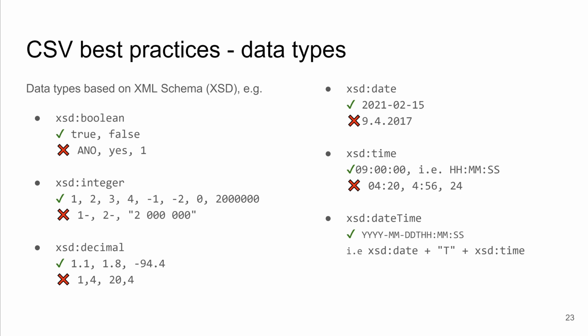Now let's take a look at some best practices when working with CSV files. The data types are not specified for CSV, and in CSV, if you are going strictly by the specification, everything is a string. However, since we are talking about data which probably will be published on the web, it is a good practice to use the same XMLSchema based data types as we use in RDF, in XML, and in JSON, and to use them also in CSV. So Boolean values, integers, decimal values, dates, times, date times, all those should be using the XMLSchema data type definitions.